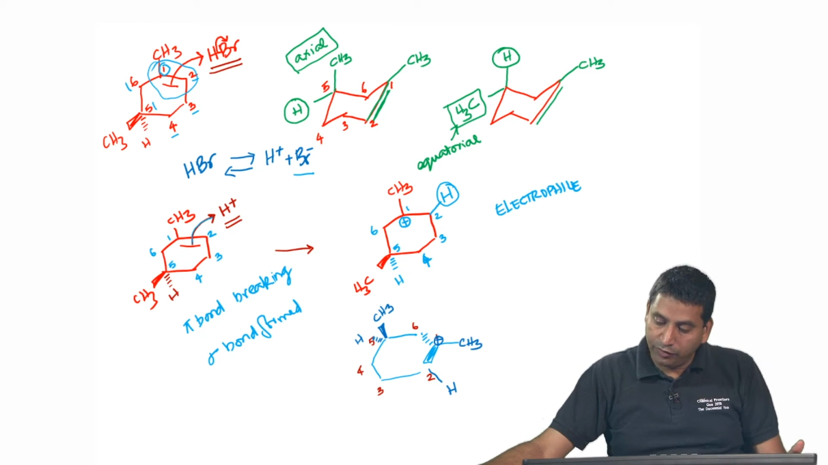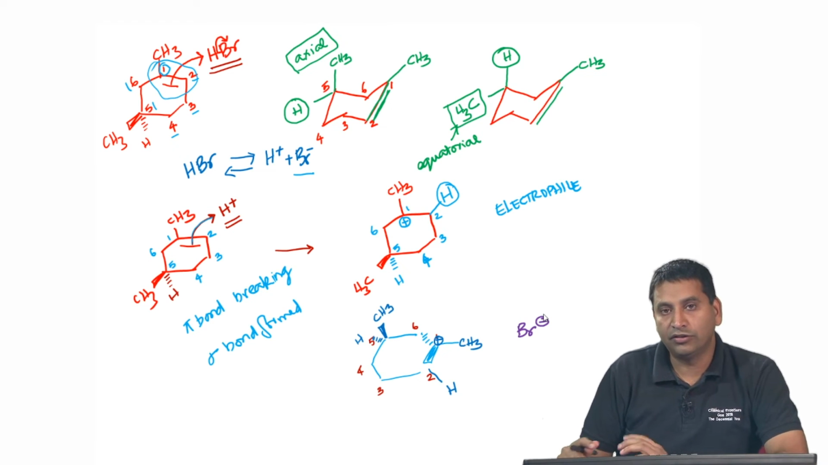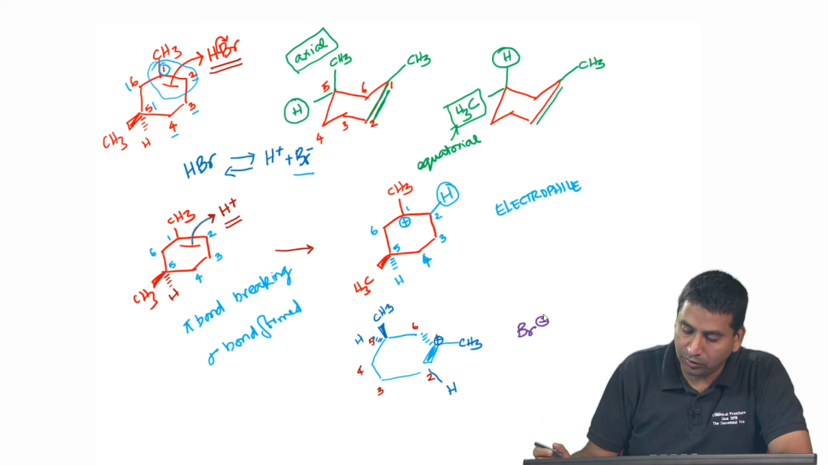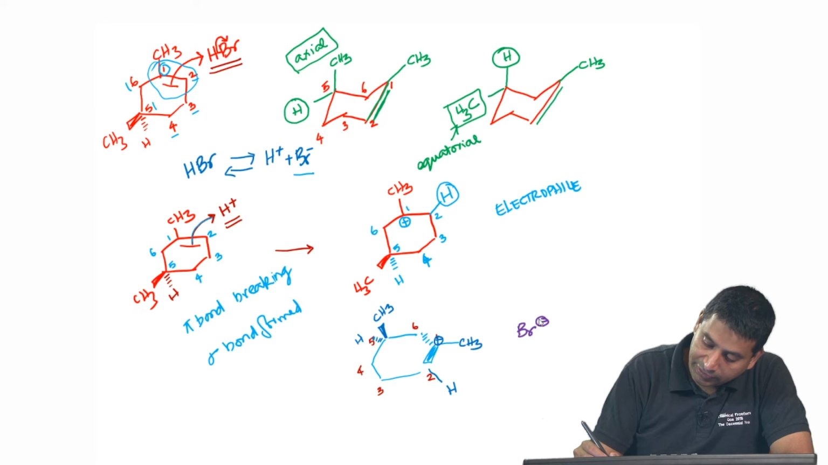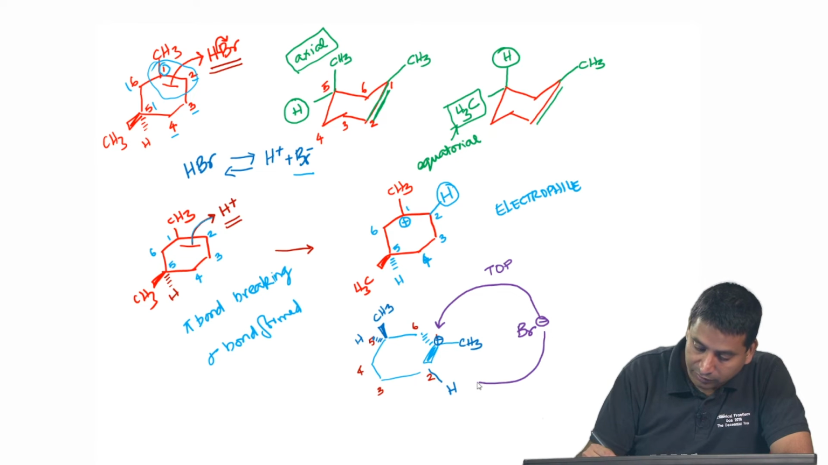So, now let me give a different color to the nucleophile. So, let me draw it in purple. Okay. So, the nucleophile is over here, Br minus, right. So, this is just for simplicity I am drawing this. Now, the nucleophile actually has two choices. It can either come from the top, okay, or it can come from the bottom.